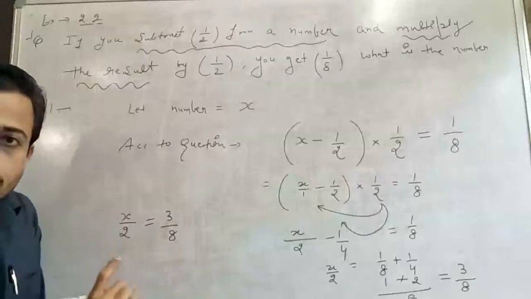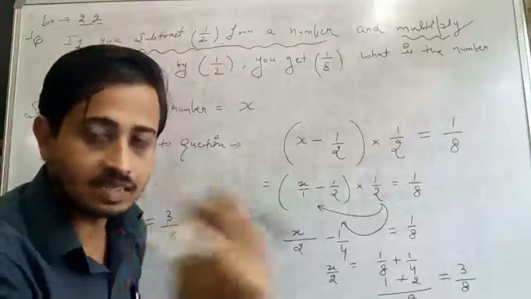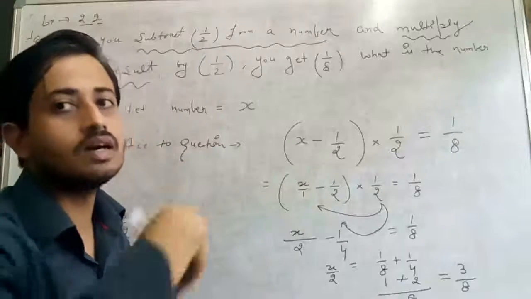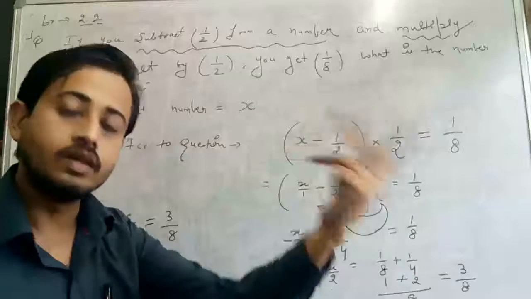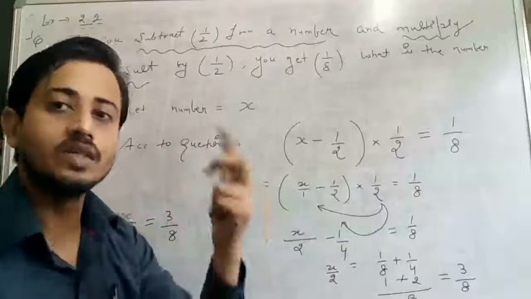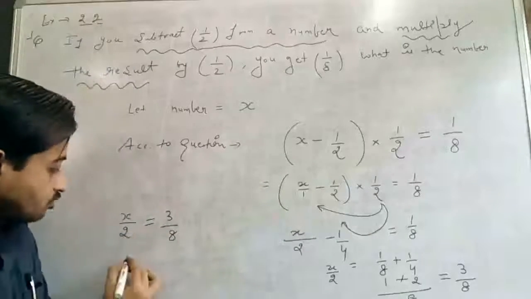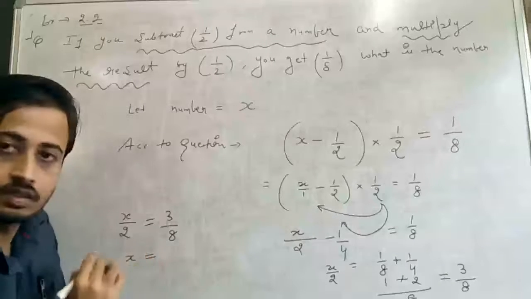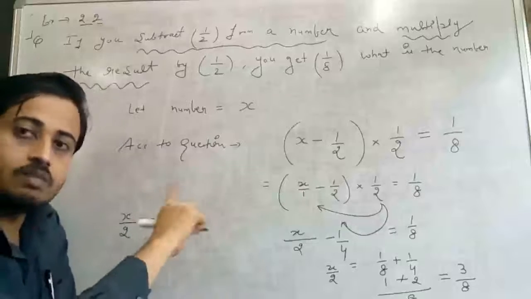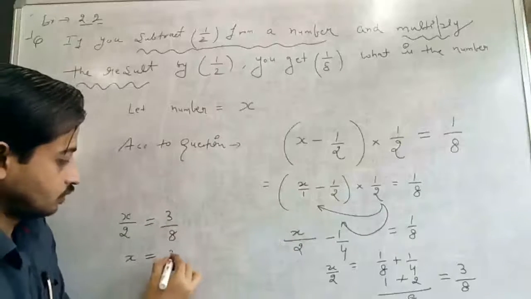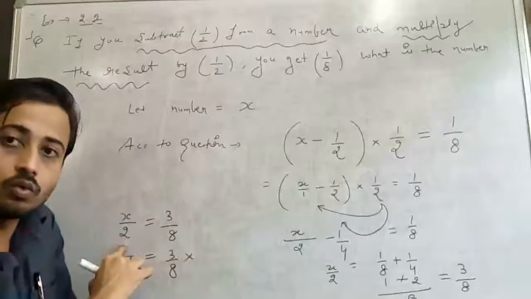Now we have to calculate the value of x. So take x as separate and take all the terms to the right hand side. If a term is in the denominator, then it comes to the numerator, and if a term is in the numerator, then it comes to the denominator. Here we have to separate x. So we take the denominator term to the right hand side, and the denominator becomes the numerator. This term remains the same. We take just the 2 to the right hand side.